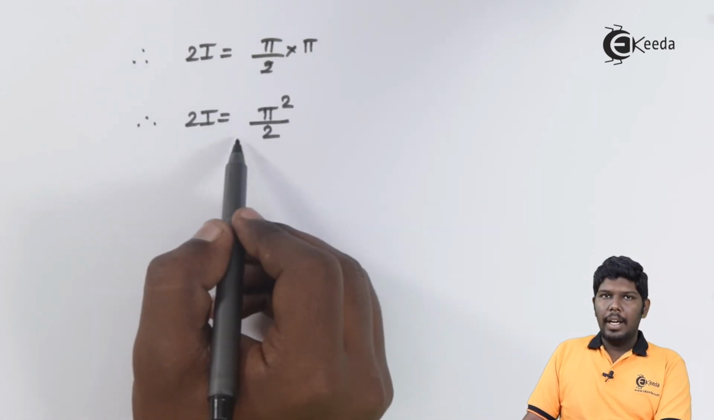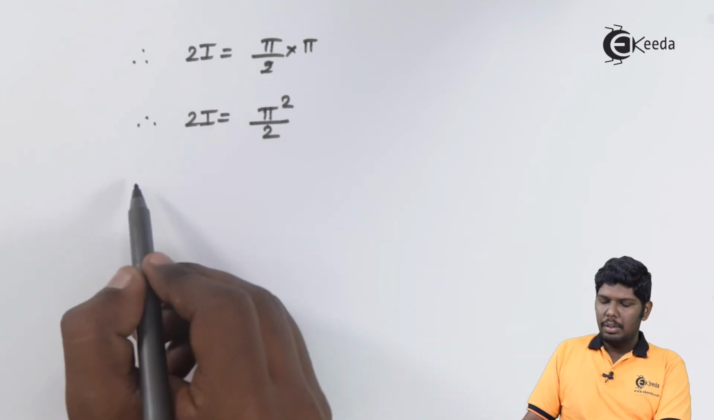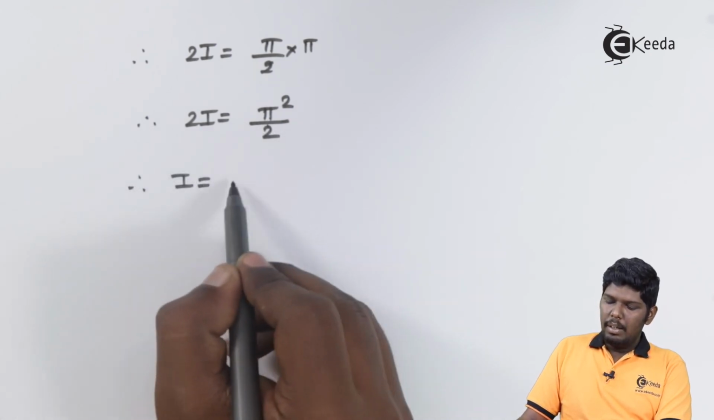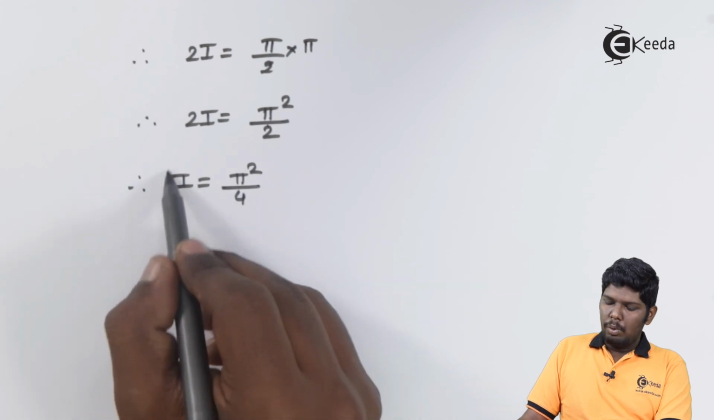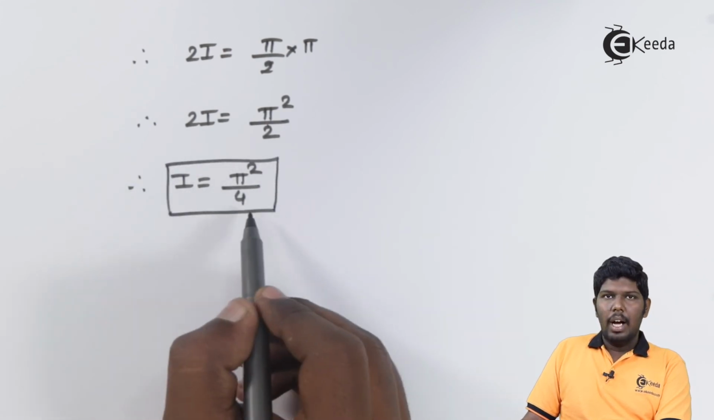On transferring 2 to the right hand side, which will multiply with this 2, therefore I will be pi square upon 4. This is our final answer.